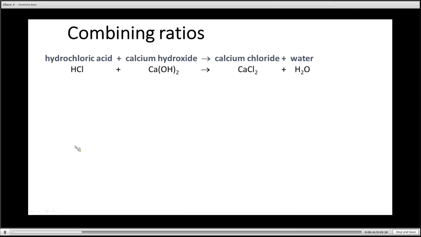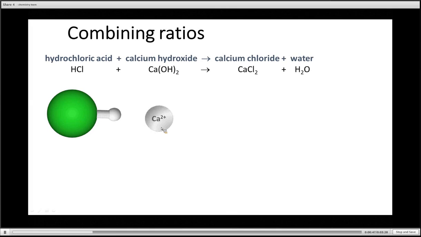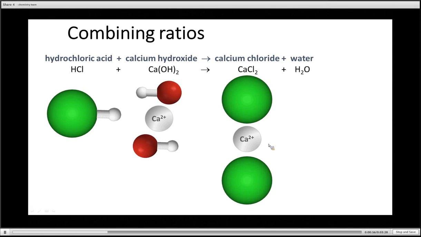So we can represent HCl with a chloride and the hydrogen, the calcium hydroxide with the calcium ion and two hydroxide ions, then the calcium chloride with the calcium and the two chloride ions, and then water is one oxygen and two hydrogens. So the white ones are hydrogen, the green are chlorides, the reds are oxygen, and the sort of silvery grey is the calcium. So let's have a look.